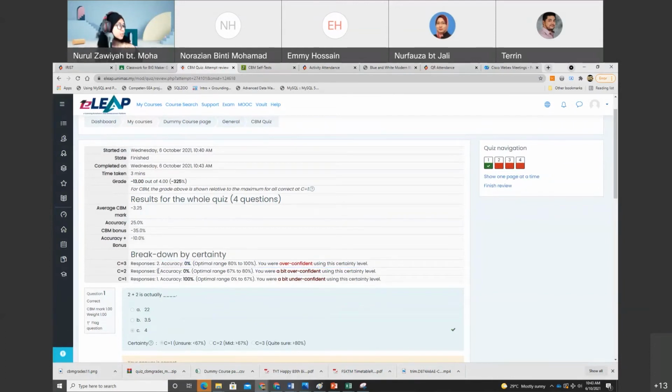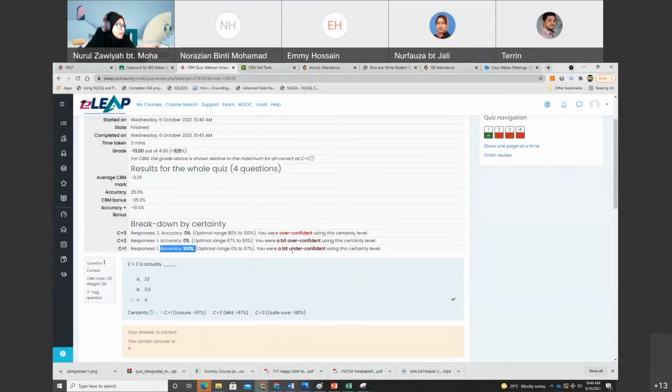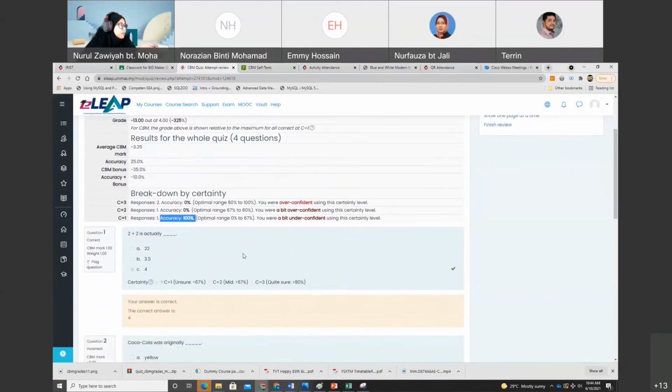C2, 1 question I answered for C2. Accuracy is also wrong, 0%. You were a bit overconfident using this certainty level. And then C1, 1 answer, correct. You were a bit underconfident using this certainty level. So when students are given this, maybe it pushes them, and maybe it gives them the reaction, oh okay, oh, wrong, something.